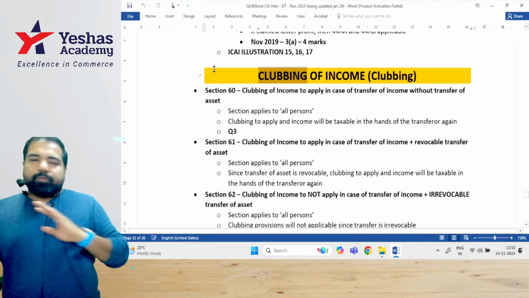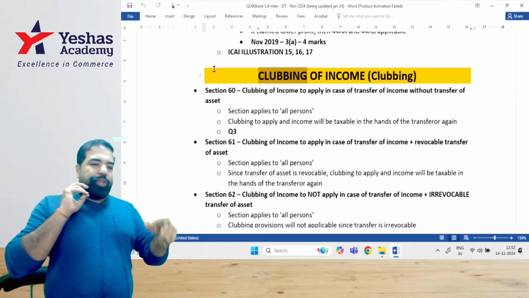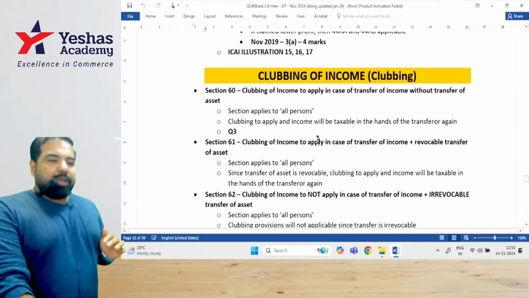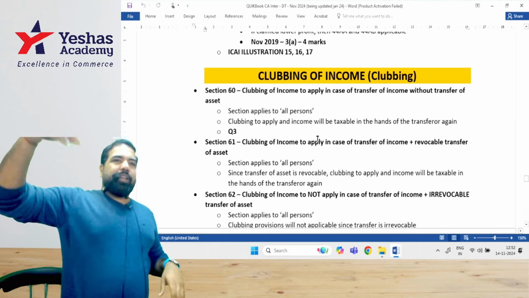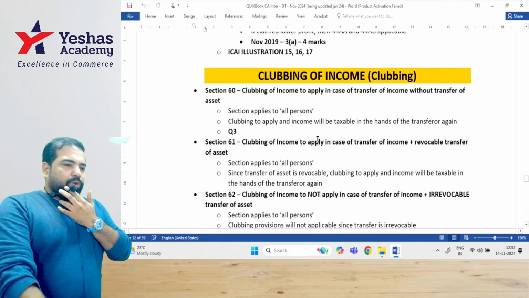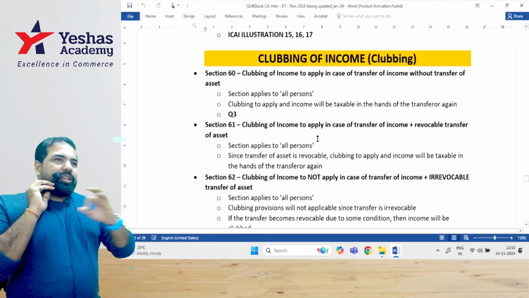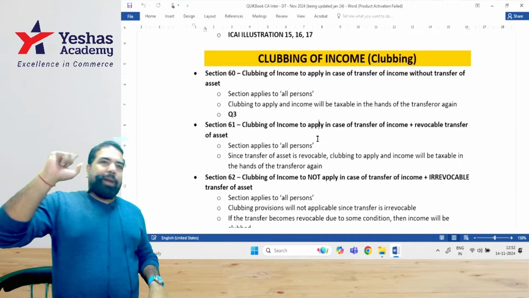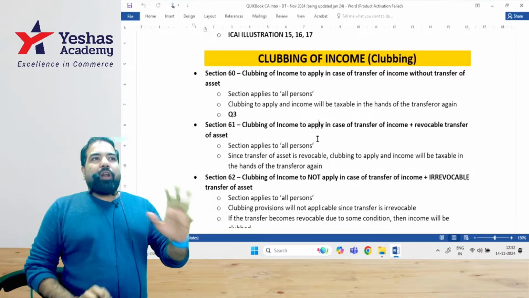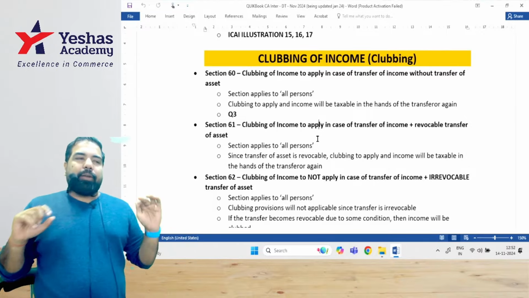Guys, after you've done a few chapters and you reach a stage where there is some income, and as a family, Mr. A, Mrs. A, minor child A, then you know there is a chapter of clubbing of income. Very small chapter, very easy to understand chapter, and a practical chapter in the exam. Get your 4 and 5 marks secured by doing this chapter well.